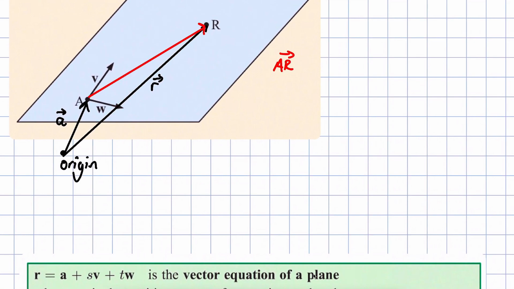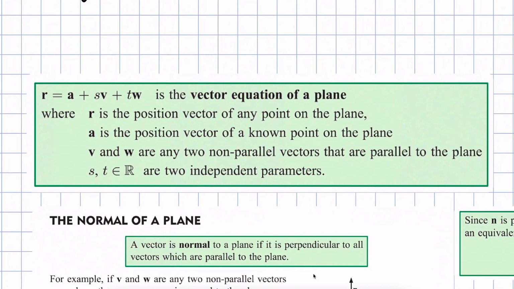We could get there by going from the origin up to the point A that we know, and then adding a certain number of V's and W's to get to that point. And no matter where R is, we could do that. That's what this equation says.